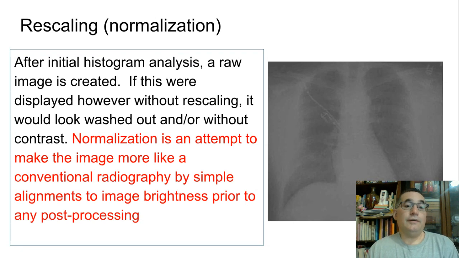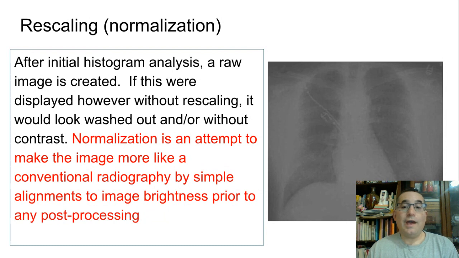We are nearing our last step here in the reconstruction of an image, right? After our initial histogram analysis, this raw image is created. Oftentimes you'll see this raw image just before it gets fixed. That fixing, we can now say, has a technical term known as rescaling, also known as normalization.